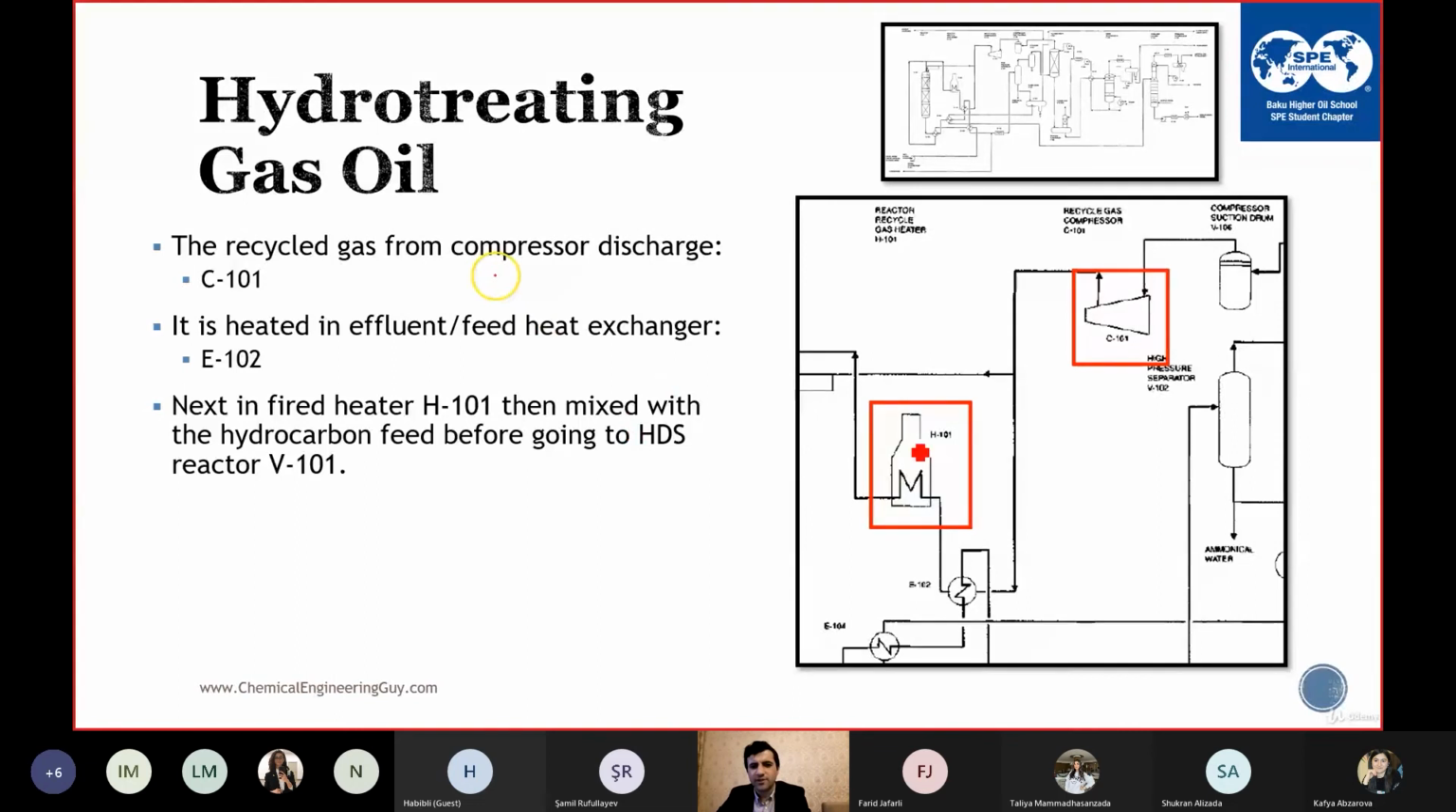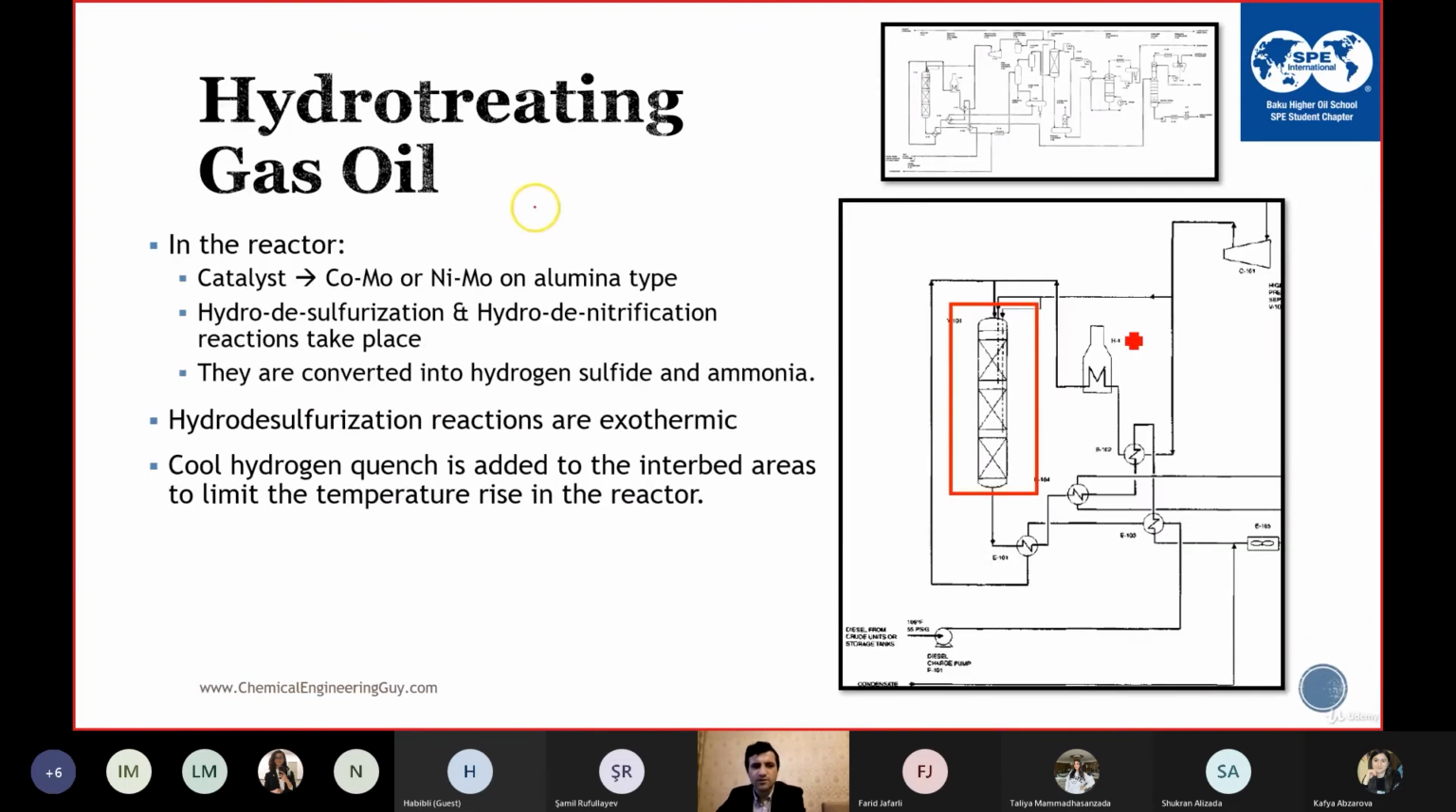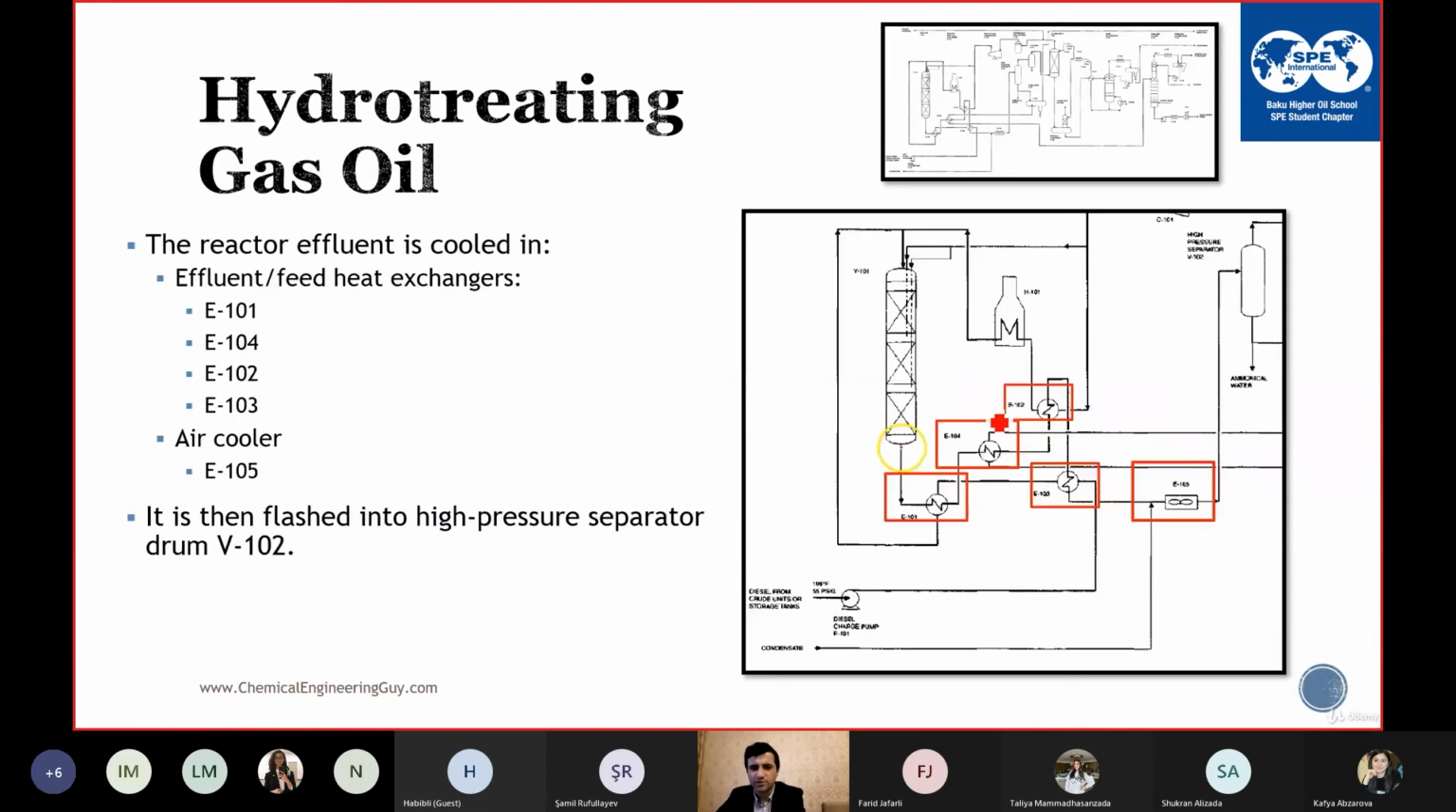We have the heater here and we have the compressor. Again, we have the recycle gas compressor. We don't have a makeup gas compressor here, but we have it in the unit, not shown here. In the reactor, cobalt molybdenum catalyst is used, or nickel molybdenum. We said the cobalt molybdenum is mostly for sulfur removal, nickel for nitrogen removal. And we have the 3-bed reactor here.